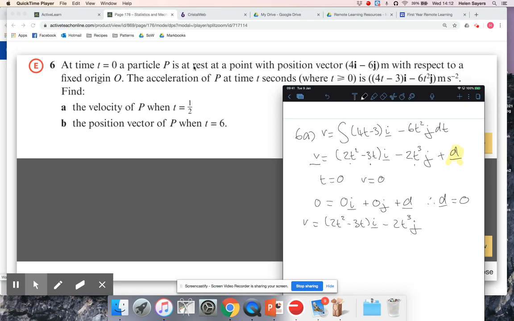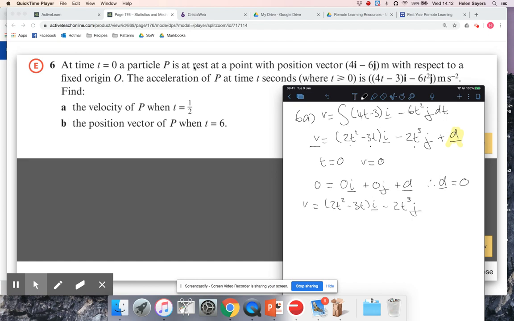Okay, and like I said, not a problem solving one, so it's a bit easier than the previous question, I think. So when t is a half, we're just going to get the velocity, and it doesn't ask for speed, so I don't need to do the magnitude of it. So 2 times the half squared minus 3 times a half. I'll double check my answers in a second, but I get that's 13 over 2 i, and then a half cubed times 2, and I'm getting a quarter j.